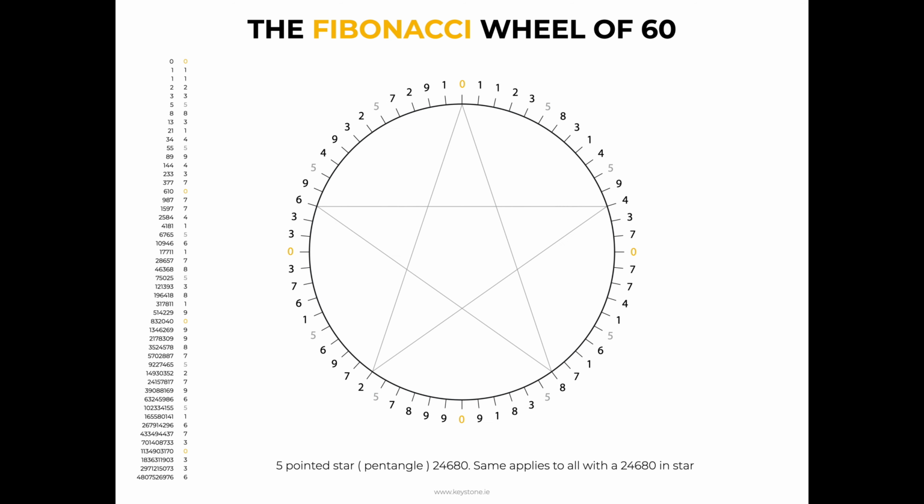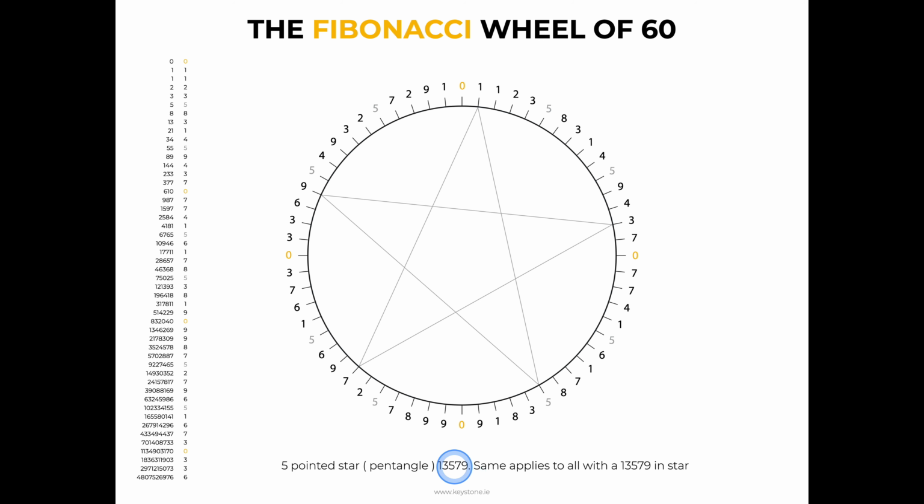Now, within this Fibonacci wheel, we also find another pattern, a 5-pointed star, a pentagon. So 0, 2, 4, 6, 8, 0. So this 2, 4, 6, 8, 0 applies to any star with the digits 2, 4, 6, 8, 0 in them. And there's also a second pentacle with the digits 1, 3, 5, 7, 9. Now what's also interesting about this star is it forms a pentagon on the outside.